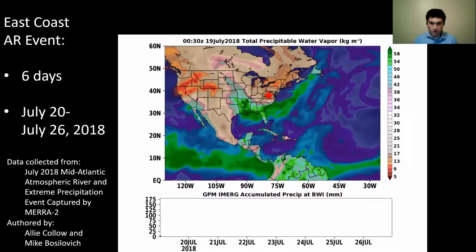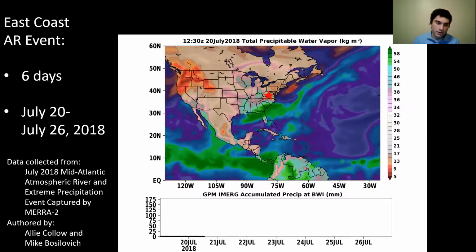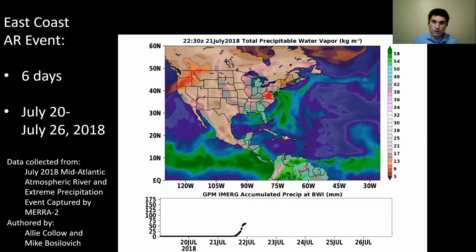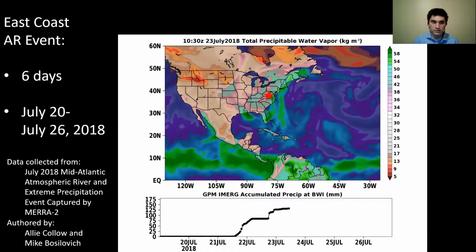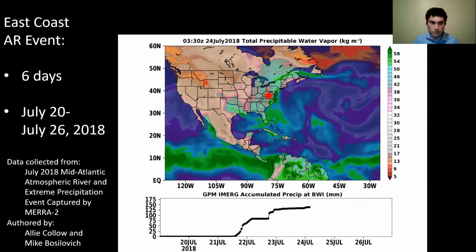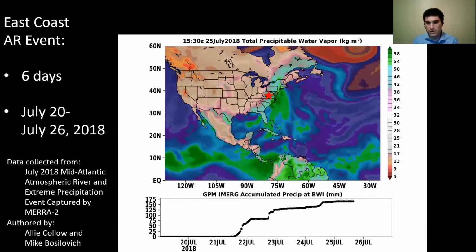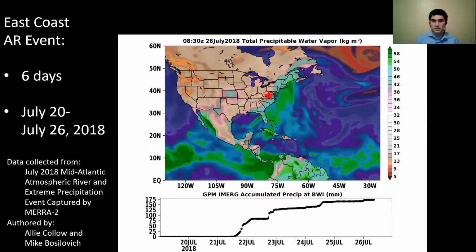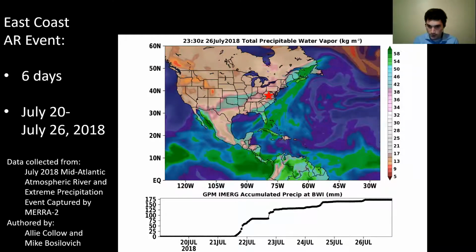And so this is an East Coast AR example. This specific case study became a good example for what kind of results I should be getting. This AR lasted for 6 days on the entire East Coast from July 20th to 26th of 2018. This is a water vapor map, and the bottom is the accumulated precipitation at Baltimore Airport in millimeters.